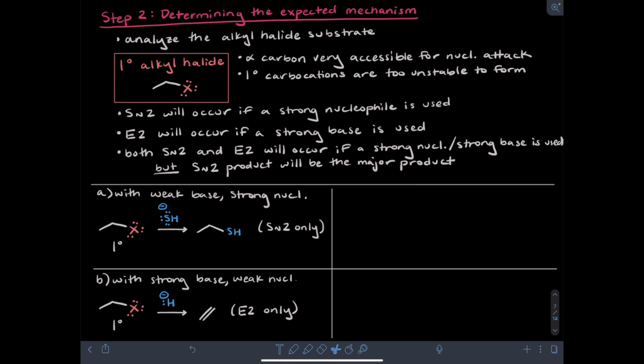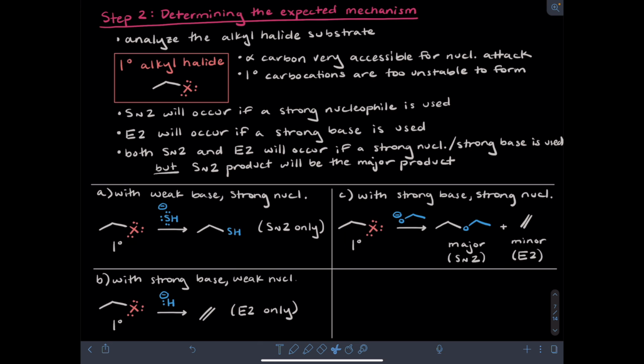If instead you treated a primary alkyl halide with a reagent that is a strong base and a weak nucleophile, such as the hydride anion, you would get the elimination product as your sole product, and it would be formed by the E2 mechanism.